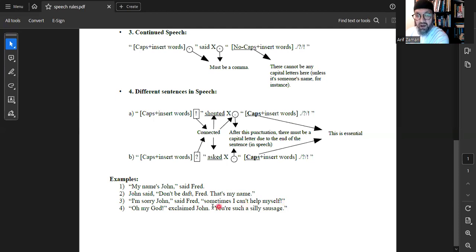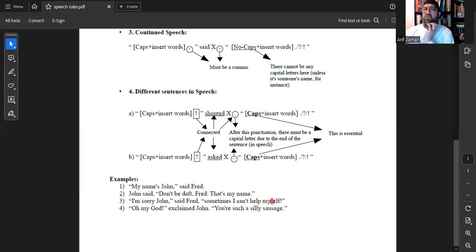The reason why it's a comma there is because you're emphasizing that this second bit is continued. And that is reinforced with the lowercase letter, sometimes the S, sometimes lowercase, because we've just established, "I'm sorry, John, sometimes I can't help myself" is one sentence. So why would you randomly put a capital S for sometimes? We just established this is not a new sentence. Said Fred is just interrupting, okay, one sentence. So that is the continued speech.